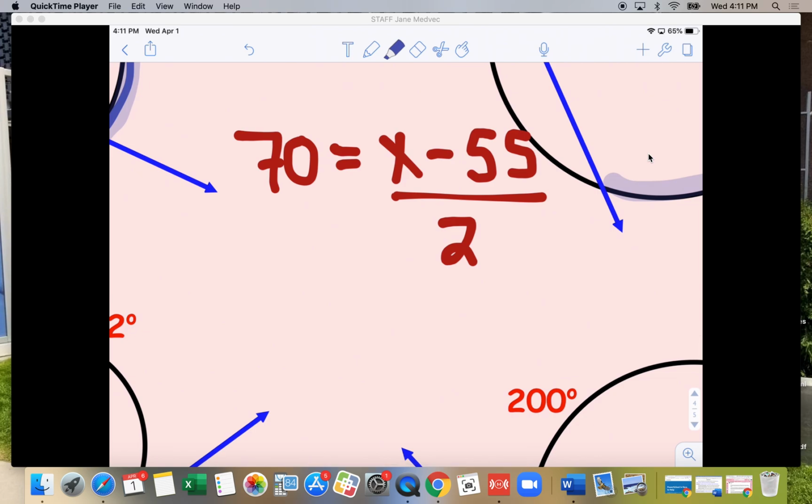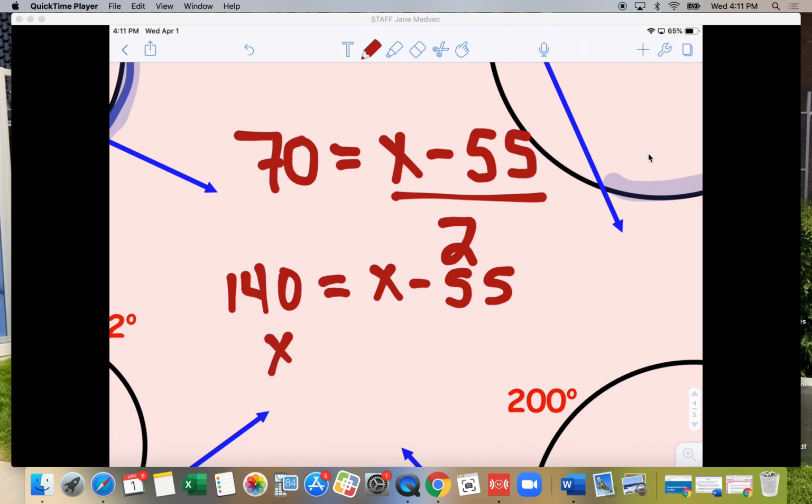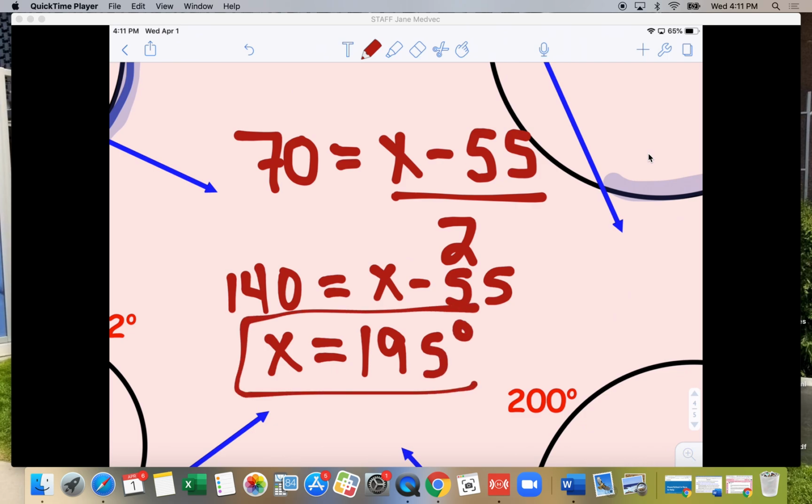So now what I'm going to do is use my algebra. I multiply both sides by 2 because 2 is in the denominator. So I have 140 equals X minus 55. I'm going to add 55 to both sides, and X gives me 195 degrees.